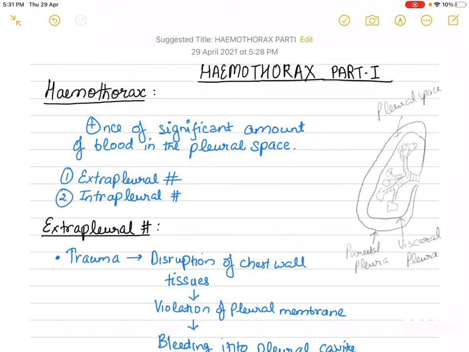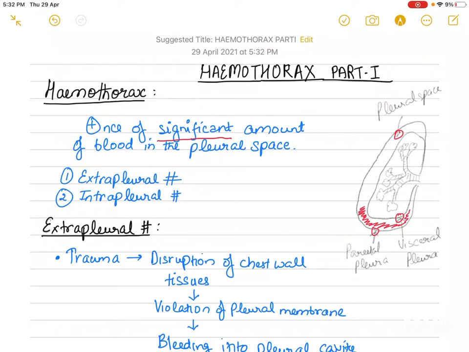So I'll be starting with my first lecture, that is Haemothorax part 1, which will cover the definition and the etiology of Haemothorax. So what is Haemothorax? Haemothorax is the presence of significant amount of blood in the pleural space. So this is a pleural space which is in between the visceral pleura and the parietal pleura. So the accumulation of blood in this space is known as hemothorax.